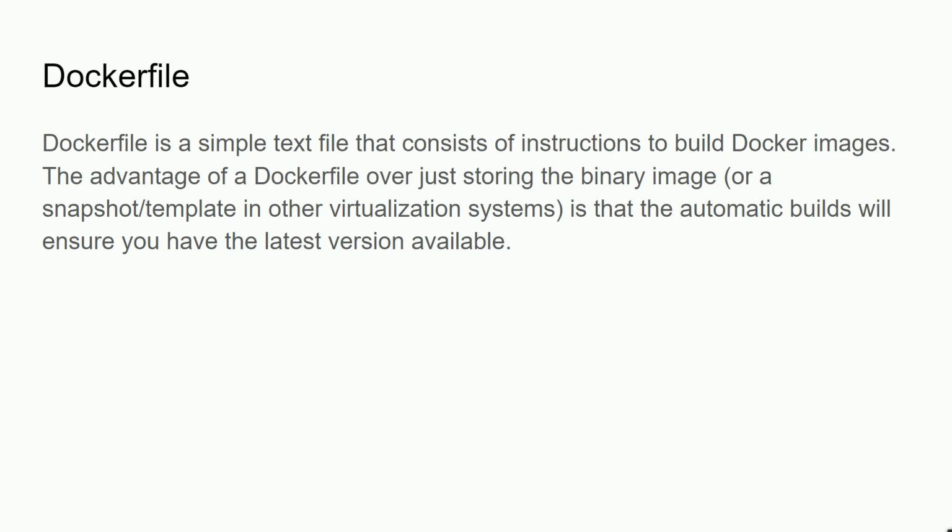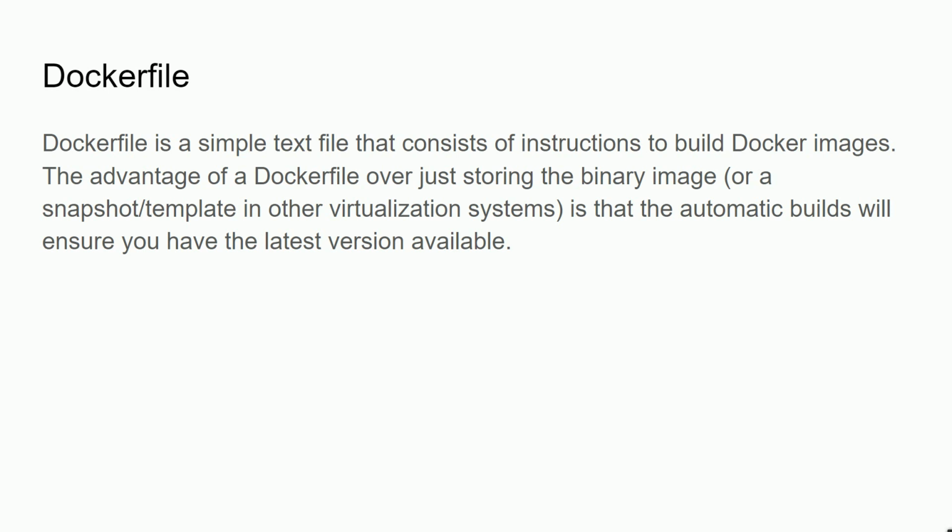Now, Dockerfile. A Dockerfile is a simple text file that consists of the instructions to build the Docker image. The advantage of a Dockerfile over just storing a binary file, snapshot, or template in other virtualization systems is that the automatic build will ensure that you use the latest version available. Whatever the latest version of the image available on Docker Hub, AWS, or any of the registry services, it will download the latest one.